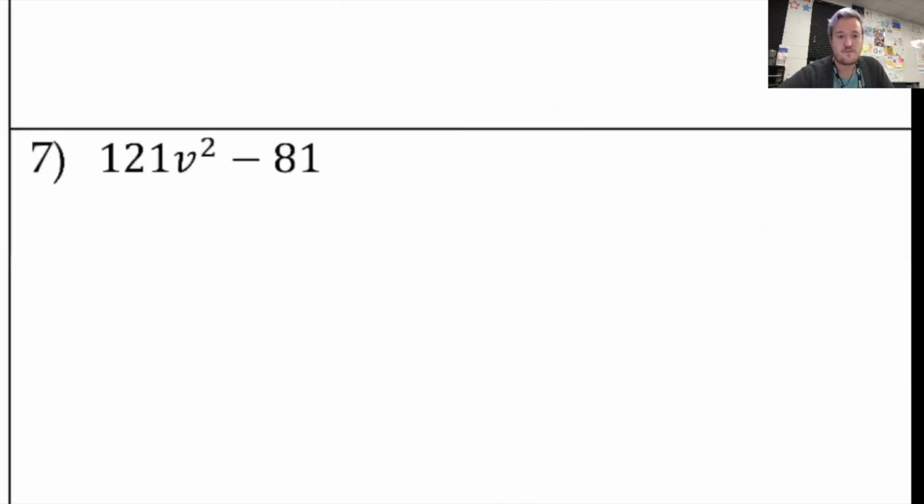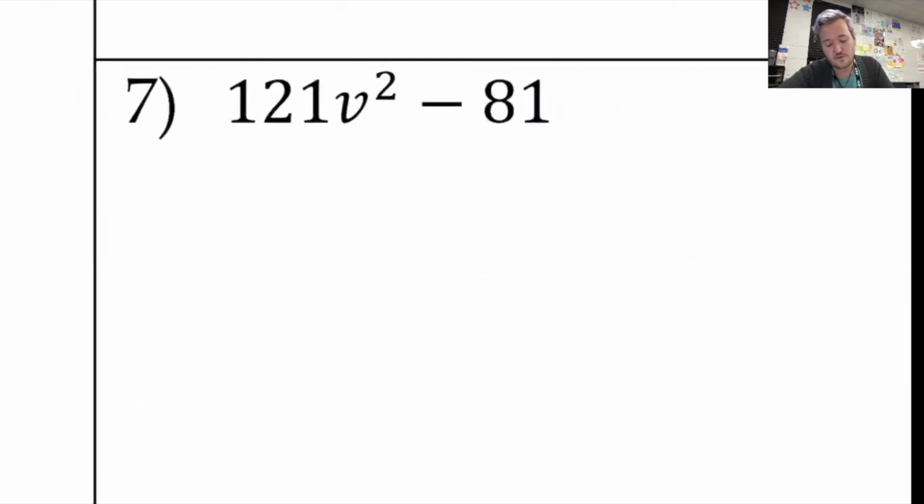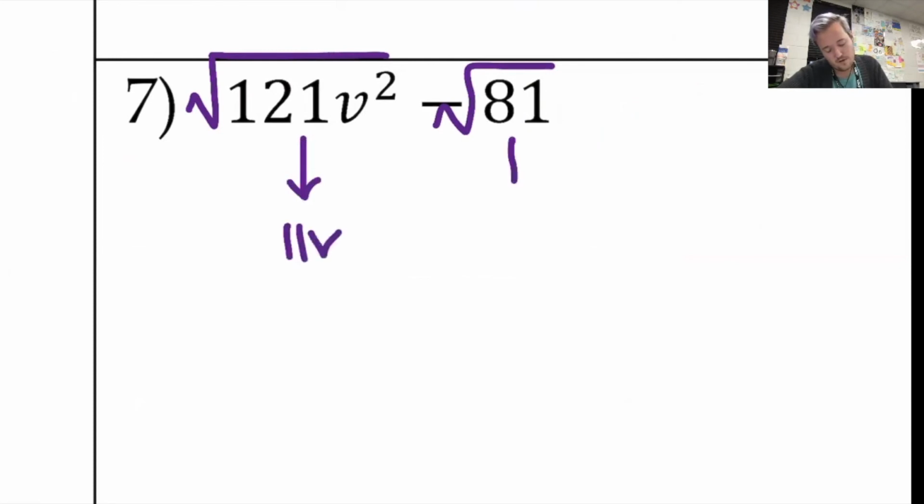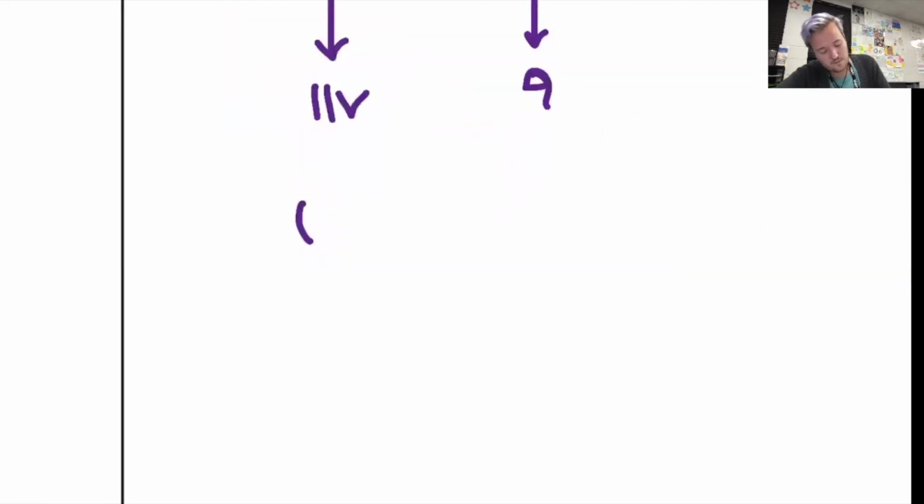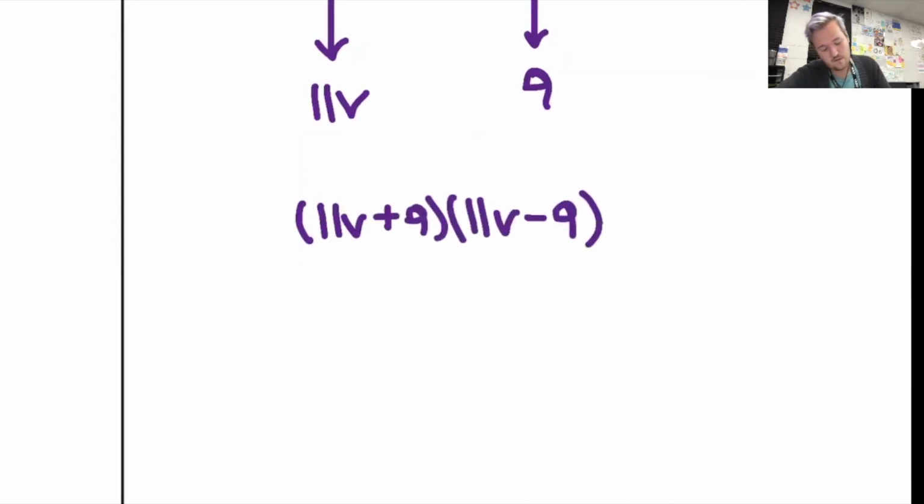All right. Number 7, once again, difference of squares. So square root of 121v squared, square root of 81. Square root is 11, 11v. And then square root of 81 gives you 9. So once again, one with addition, so 11v plus 9, and another with subtraction. And there's your answer.